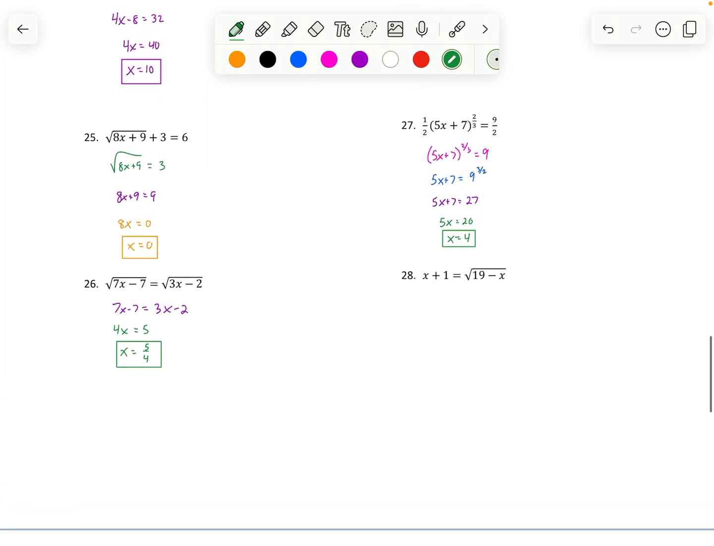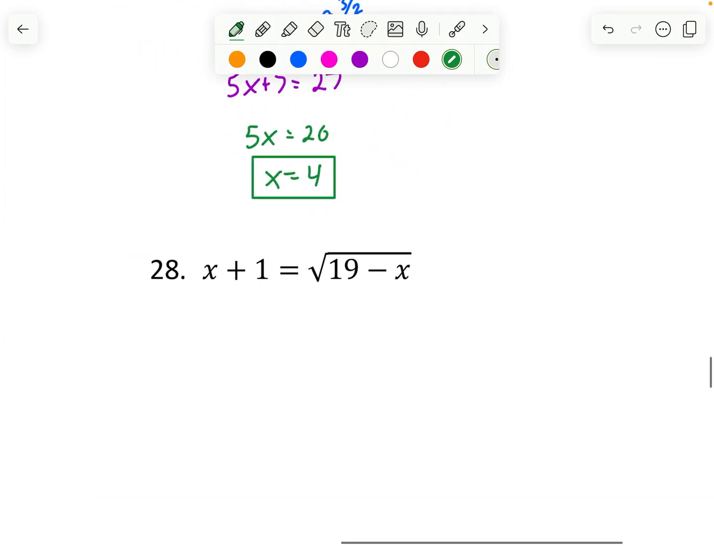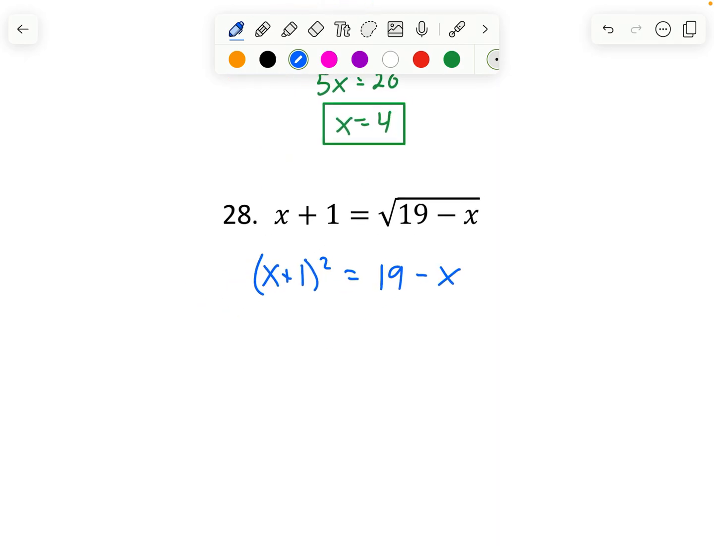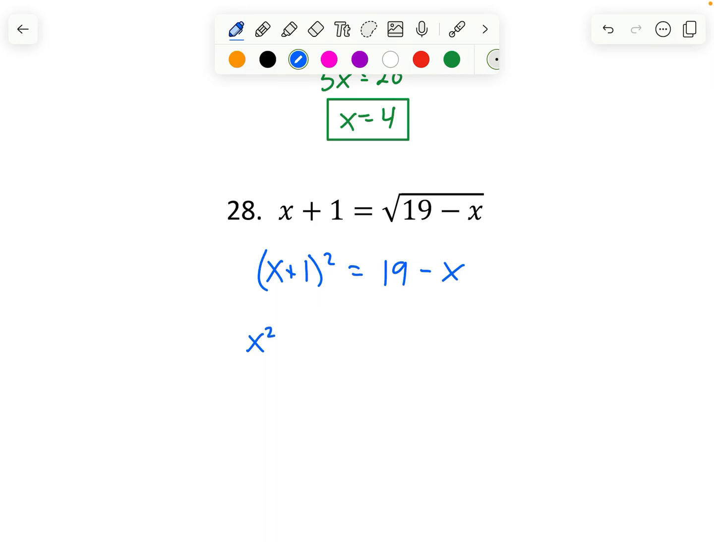All right, last problem. This is going to be the most complex one because we have a square root equals something over here, so we got to square both sides, which means you have to do x plus 1 squared. And then over this side, that's the same as before, where it's just 19 minus x. So now we got to square this and get x squared plus 2x plus 1 equals 19 minus x.